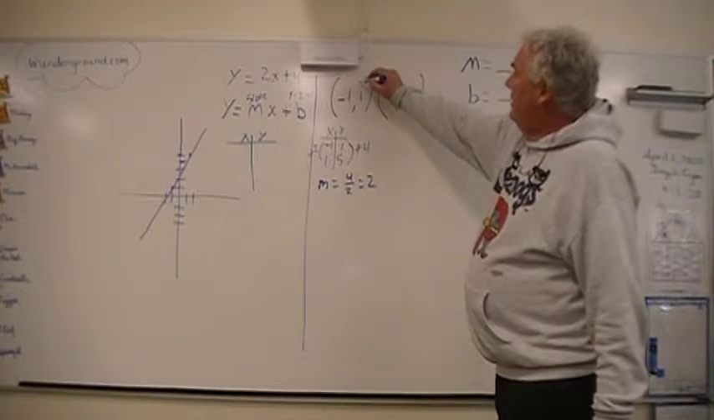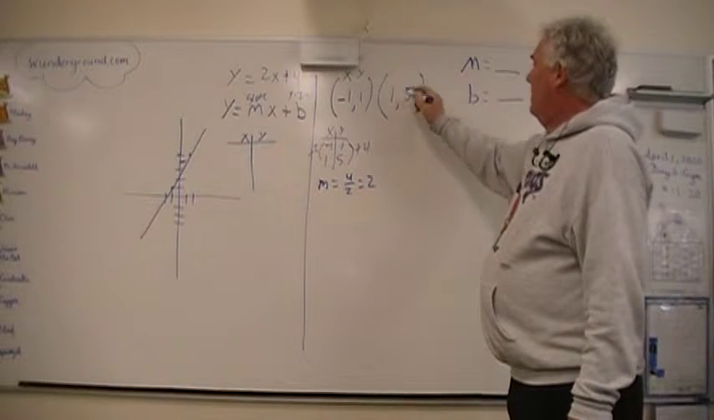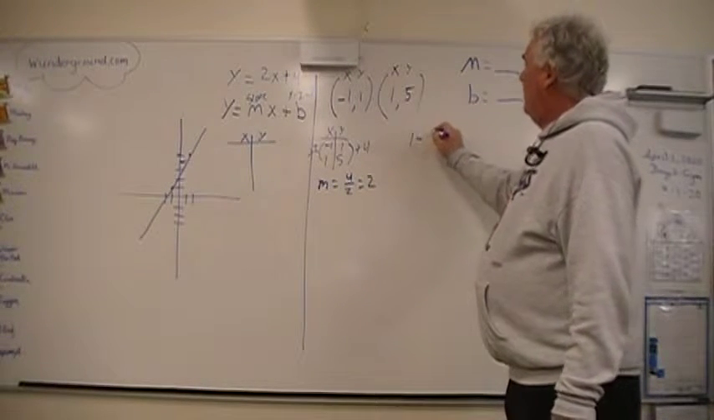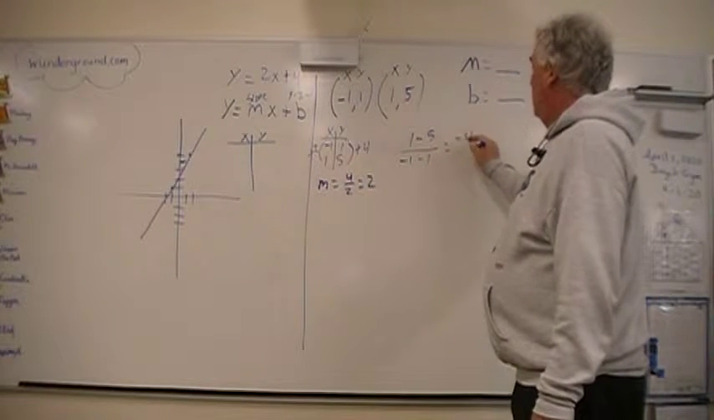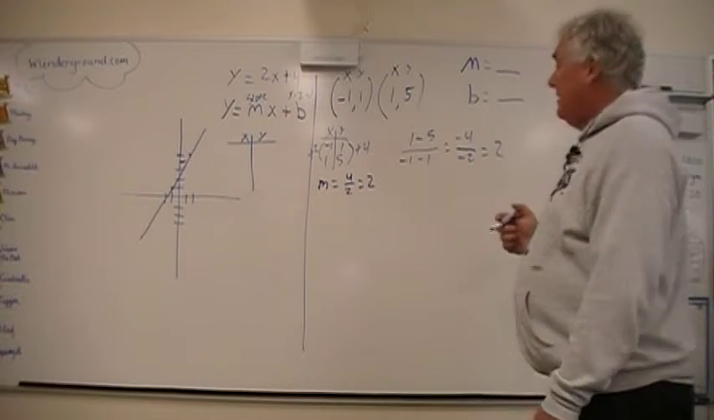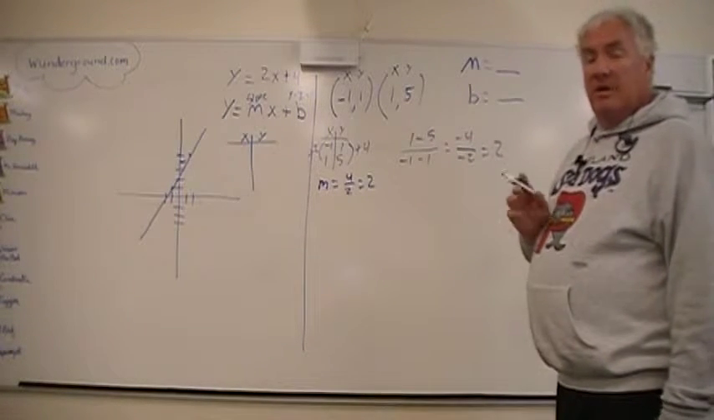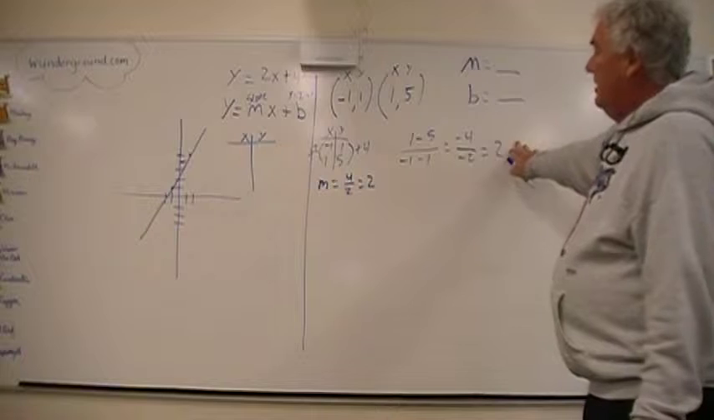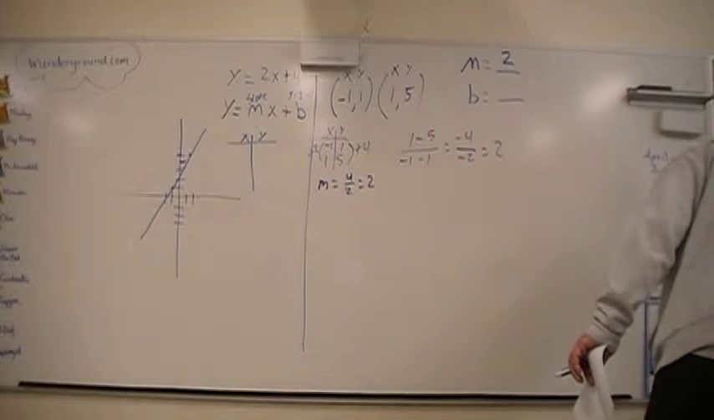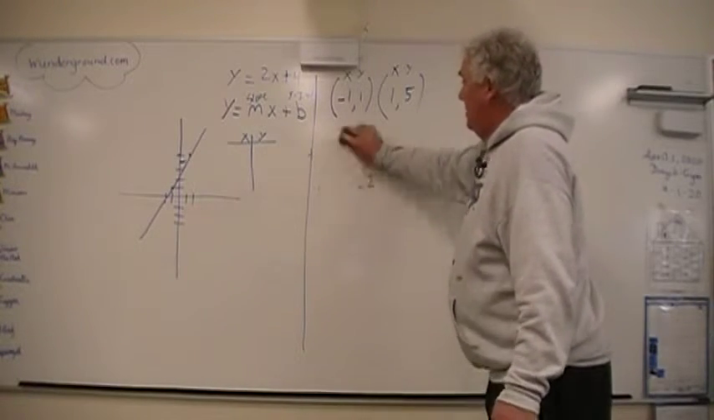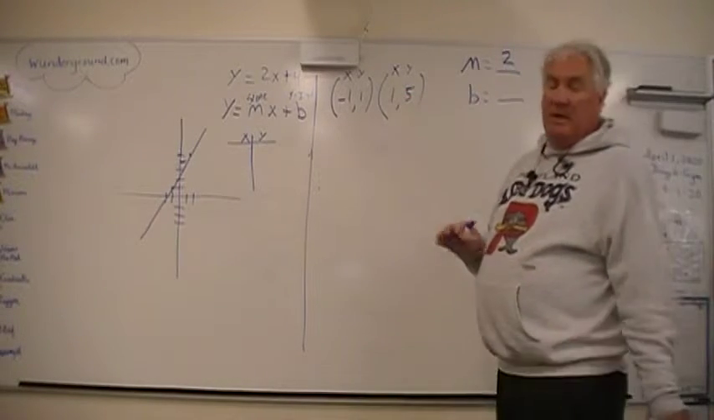Some people like to actually look and say, okay, well, remember this is x and this is y, 1 minus 5 over negative 1 minus 1. And I still get the same slope of 2 by doing that. And I talked about this in the last video, so it's the goal of finding the slope, and in this case, the slope is 2. If we have 2 points, we can find the slope.